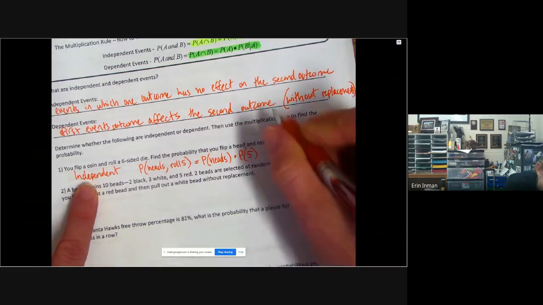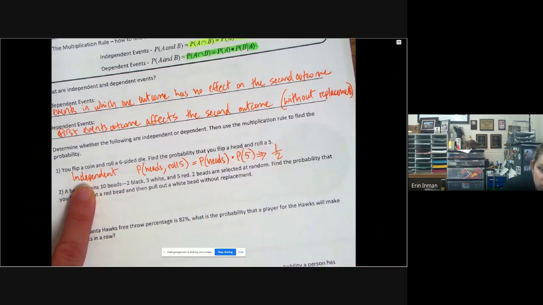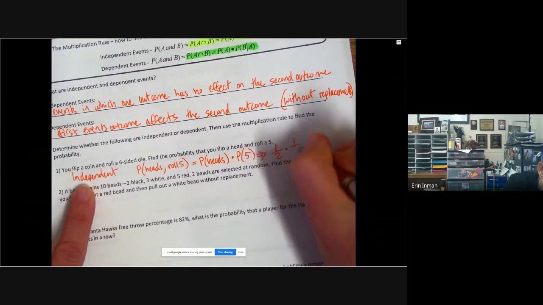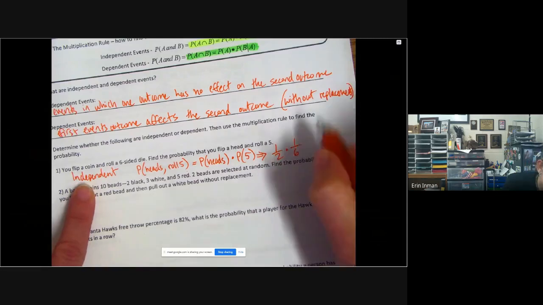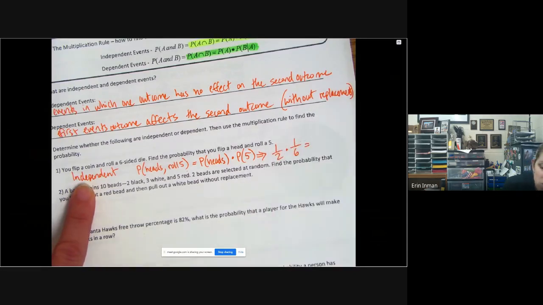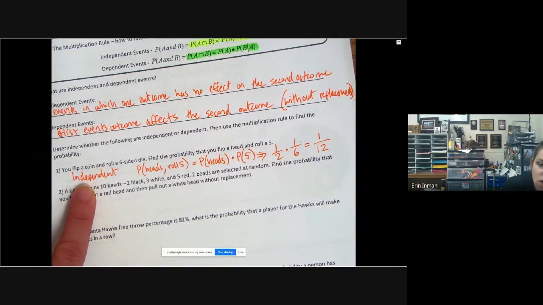Getting heads on a coin flip is a 1 in 2 chance. The probability of rolling a 5 is 1 in 6. Unlike before with the addition rule, for multiplication it doesn't matter what the numerators and denominators are. I can just multiply numerator to numerator, which is 1, and denominator to denominator, which is 12. So I have a 1 in 12 chance of flipping the coin and it landing on heads and then rolling a 5.